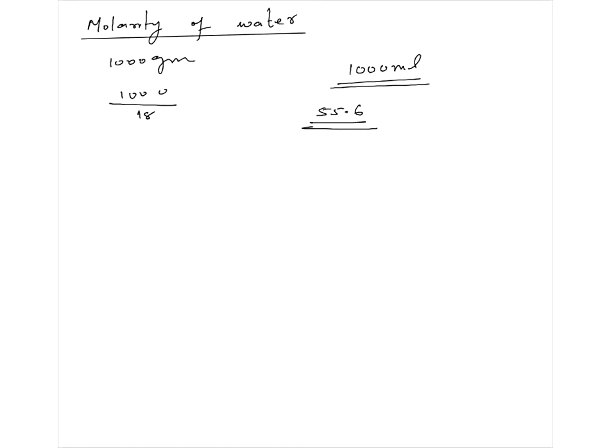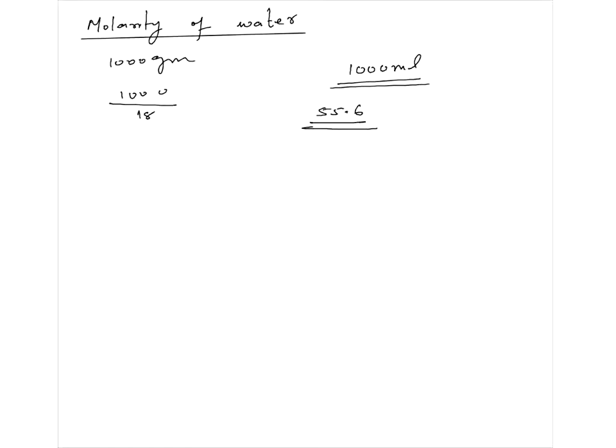Then how many moles of water are present in that 1 kg? How many moles? And that's very easy to find out. Moles of water will be gram weight, which is 1000 grams in 1 kg, divided by 18 for water. So moles are going to be 1000 by 18, right?